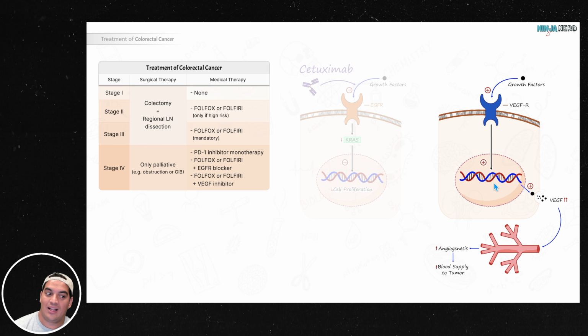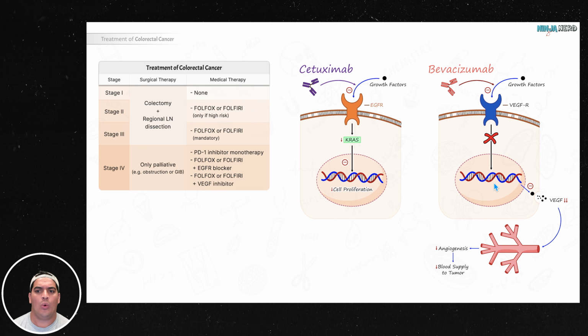So if I give something like a VEGF inhibitor, like bevacizumab, it's going to block that. It's going to shut down that pathway. It's going to reduce the VEGF secretion to the endothelial cells. That's going to drop the angiogenesis and starve the tumor of blood so that it doesn't continue to grow. So that's what I want you to think about.